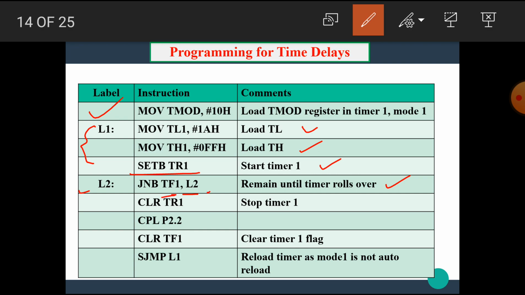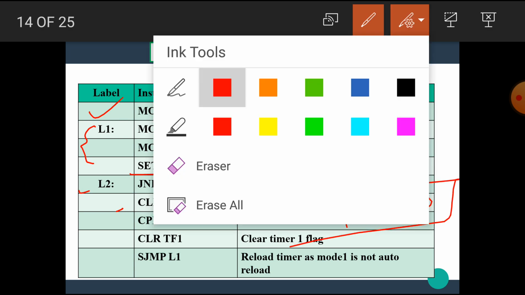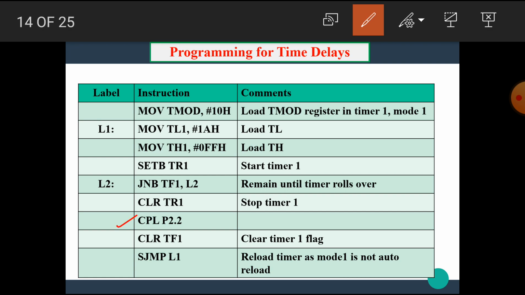If TF1 is set, that means the timer has overflowed, then stop the timer. For that purpose we use the instruction CLR TR1. This clears the TR1 flag, that means the timer run bit now becomes 0 and the timer stops. Then CPL P2.2. CPL means complement P2.2. If P2.2 has the value 0, then after this instruction it has the value 1.